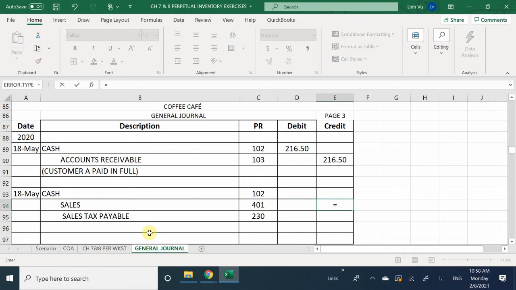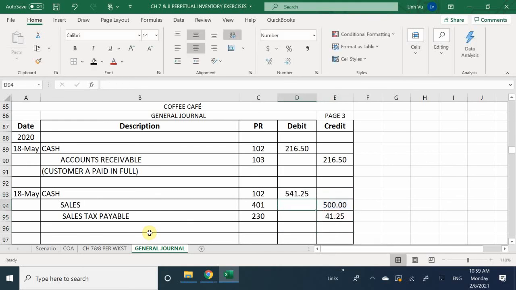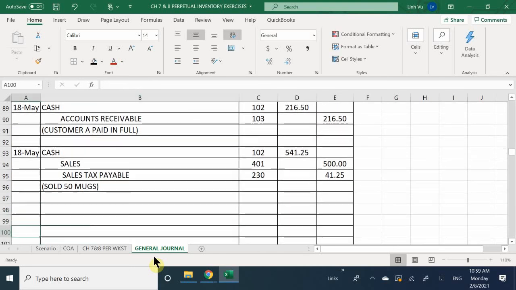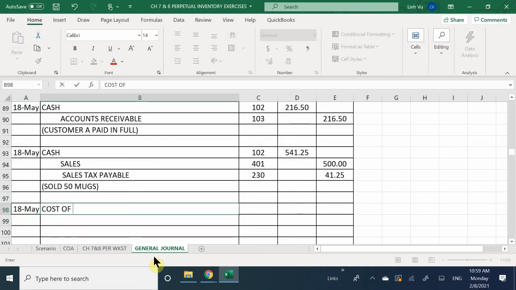If I sold a total of 50 mugs at $10, what is my total sales? 500. And how much tax am I going to be collecting? 41.25. Therefore, how much cash in total am I getting? 541.25. And again, I sold 50 mugs. Of course, what's the last thing I have to do? That's the cost of goods sold. Yes, you have to update your inventory.